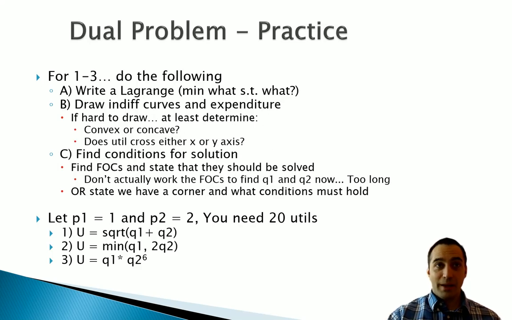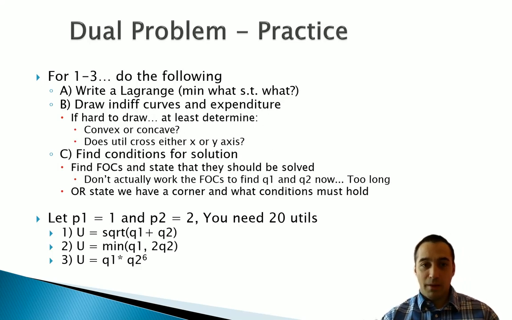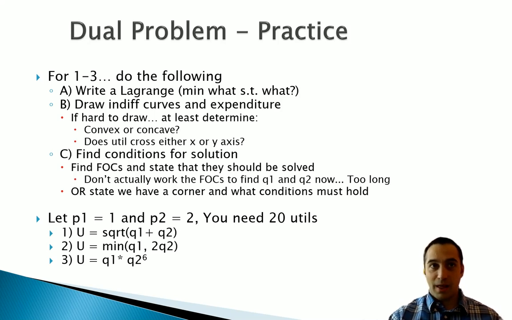So the best way to get good at things is usually to practice it. So for the rest of your time today, you should work on the following expenditure minimization problems. For each of the following, do this. Write the correct Lagrange function. Give quick doodles of the indifference curves and the expenditure. If it's hard to draw, at least tell me if it's concave or convex, and if you think the utilities cross either the x or y axis. The best way to tell this is see what happens to your utility values if you plug in 0 for Q1 or Q2.